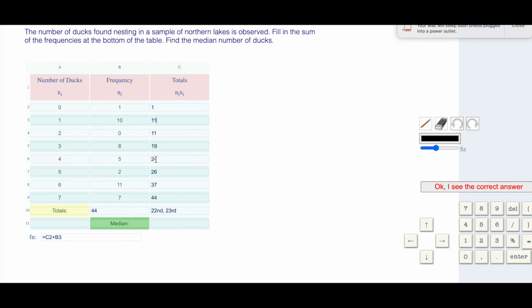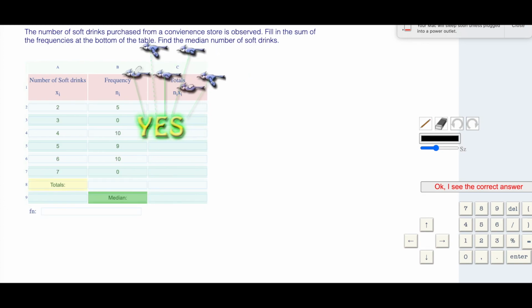I'm looking for the 22nd and 23rd, so it's going to be in here. So that means 4 ducks. It's going to be the median number of ducks, the middle number of ducks. That is it for finding the median from a frequency distribution table.